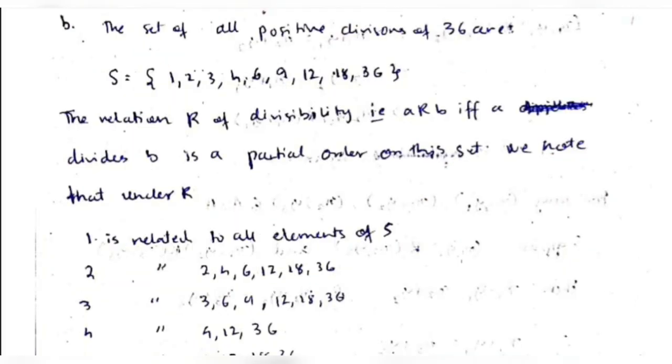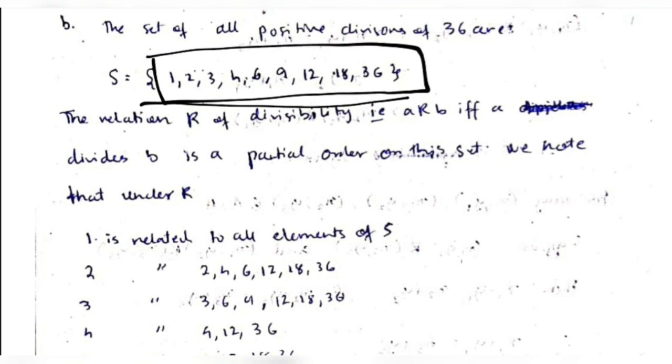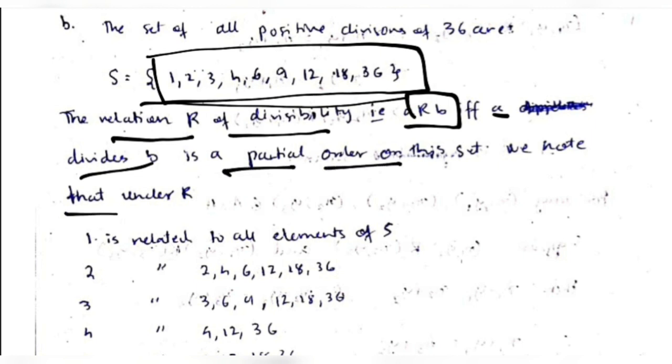So firstly we will be writing the set which are all the positive divisors of 36, and then we will find the relation R, which is defined as A R B if and only if A divides B. Okay, so it's a partial order on this set. We note that under R, 1 is related to all the elements of S.